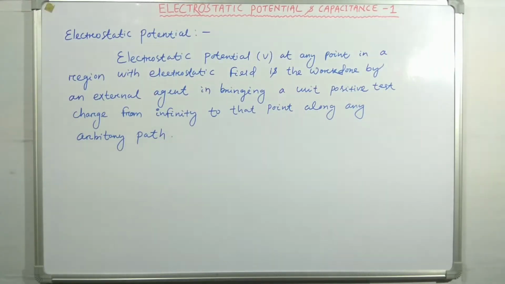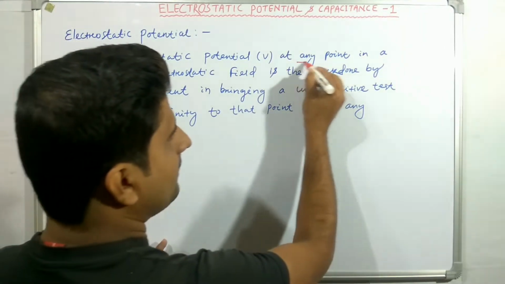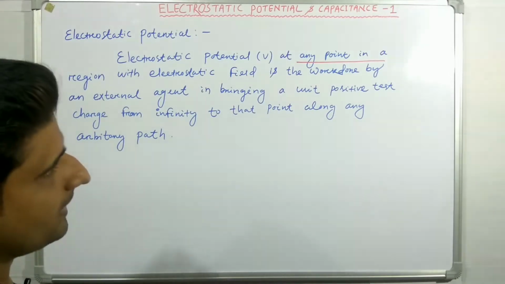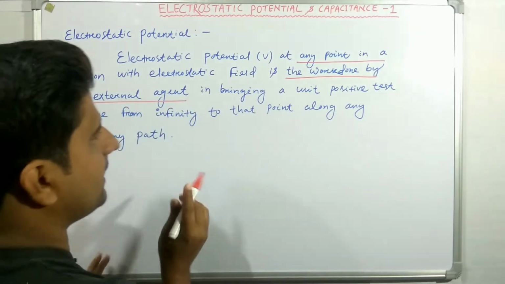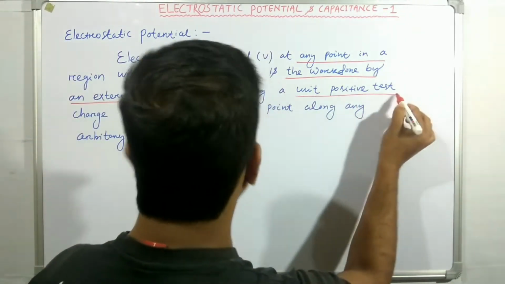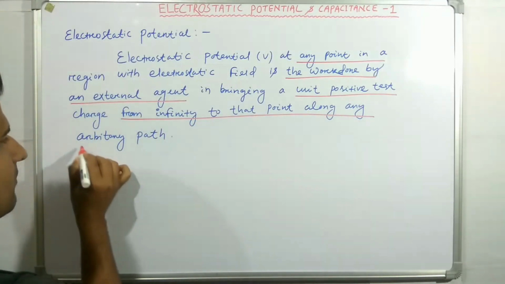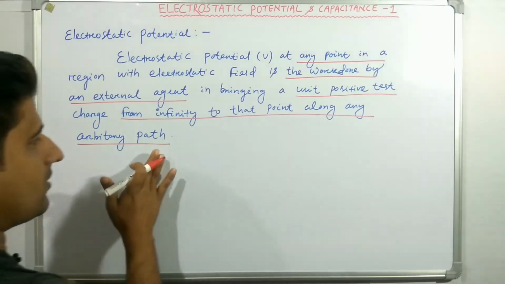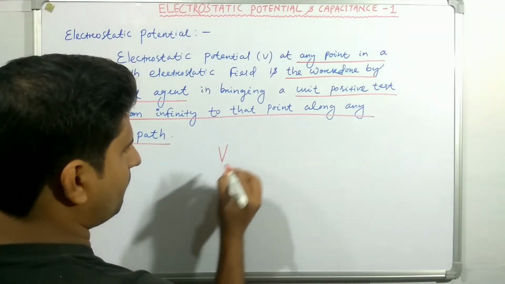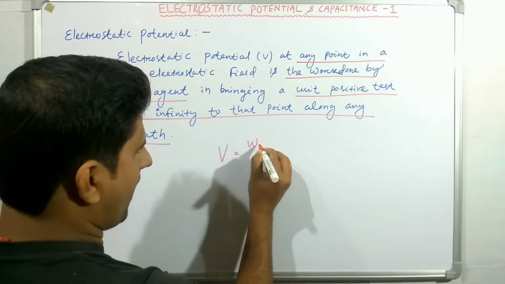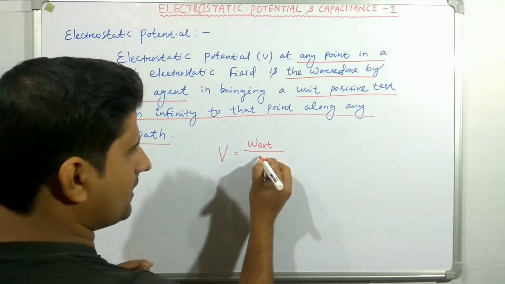Okay, let's move. Electrostatic potentials. The electrostatic potential at any point in a region with an electrostatic field is the work done by an external agent in bringing a unit positive test charge from infinity to that point along any arbitrary path. It means it does not depend upon the path. So electrostatic potential equals work done by external agent divided by unit positive test charge.